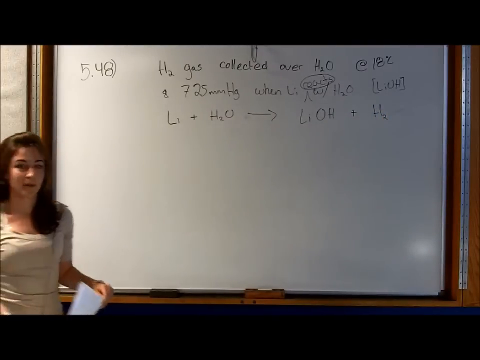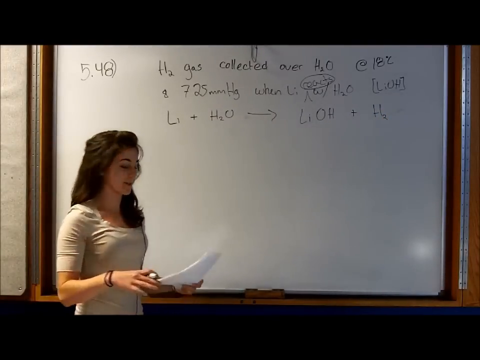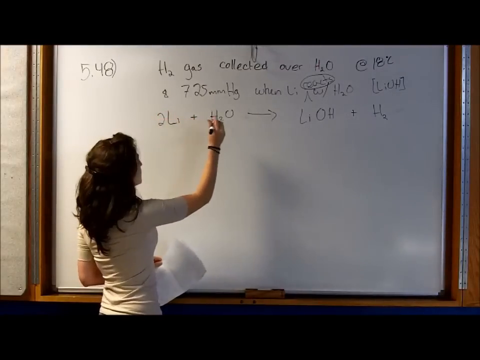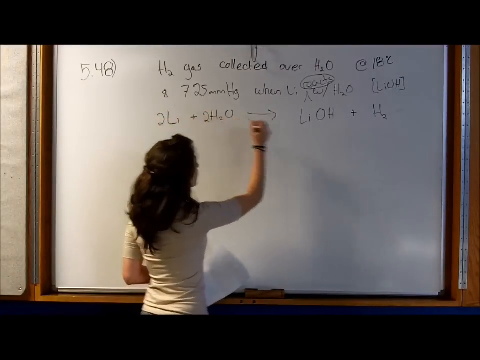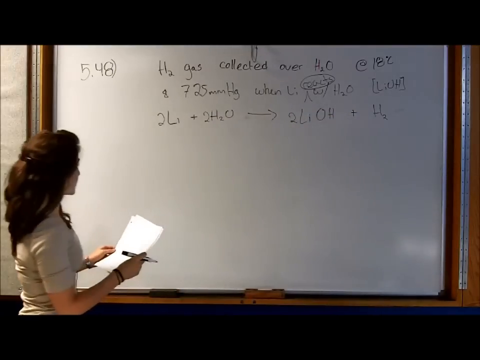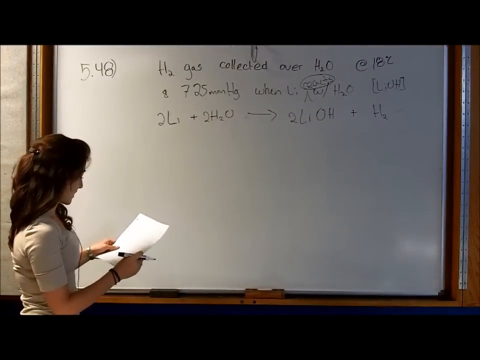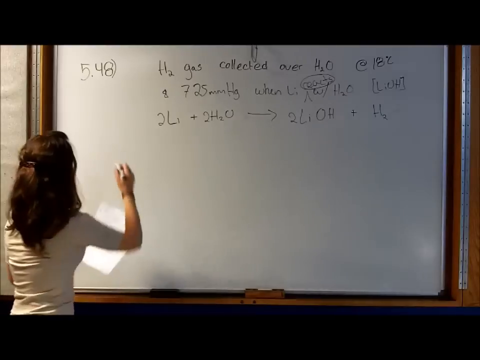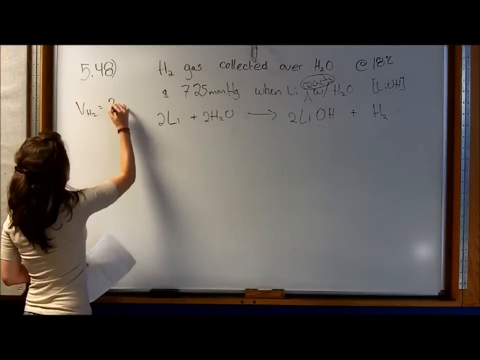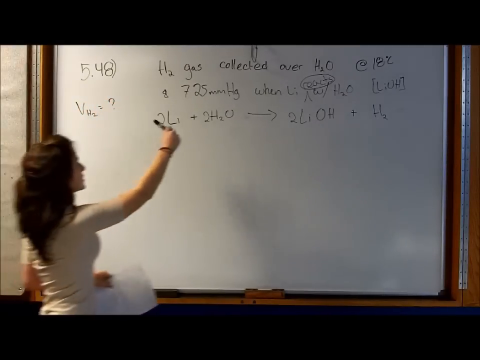I'm going to run through this hopefully pretty quick. Pause it whenever you want to. Lithium, if we balance this out, we're going to have 2 lithium on this side, 2 here, and then 1 mole of hydrogen per 2 moles of lithium. And then what it's asking for is the volume of H2 collected. And we have it collected over water.